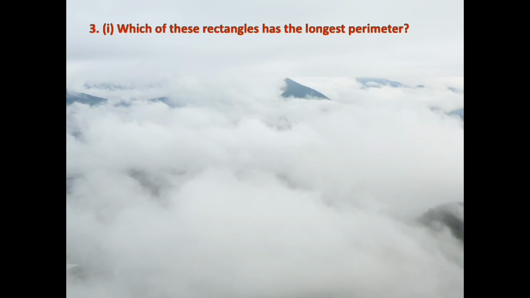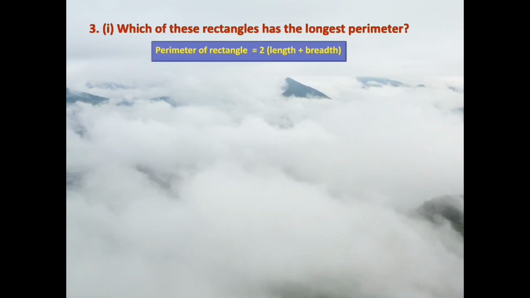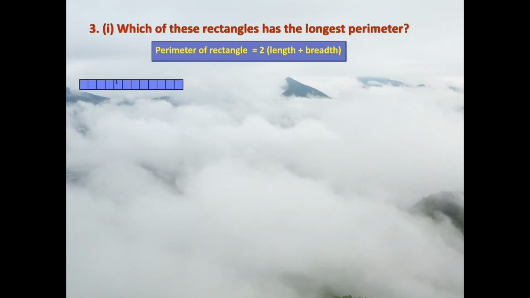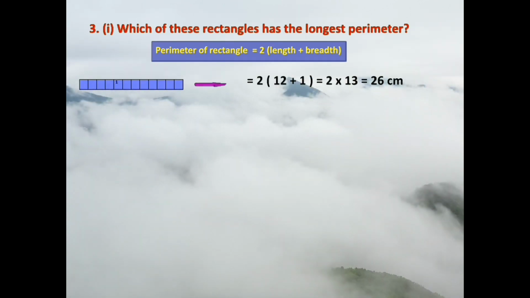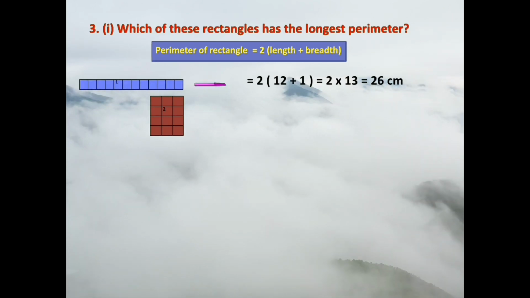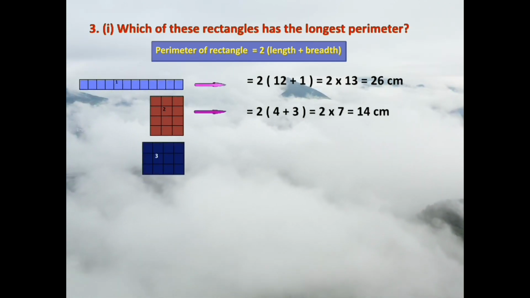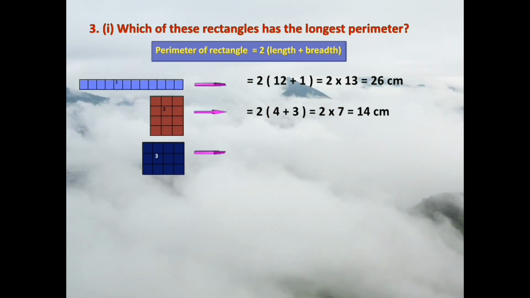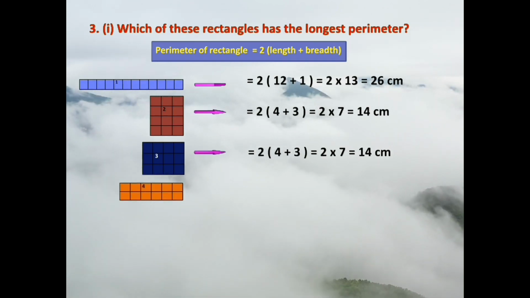Which of these rectangles has the longest perimeter? Perimeter of a rectangle is equal to 2 into (length plus breadth). First rectangle, 2 into (12 plus 1) is equal to 26 cm. Second rectangle, 2 into 7 is equal to 14 cm. Third rectangle, 2 into 7 is equal to 14 cm.